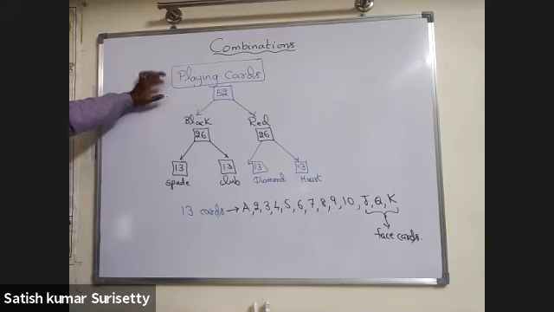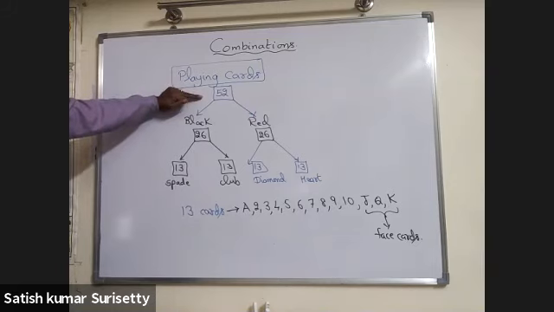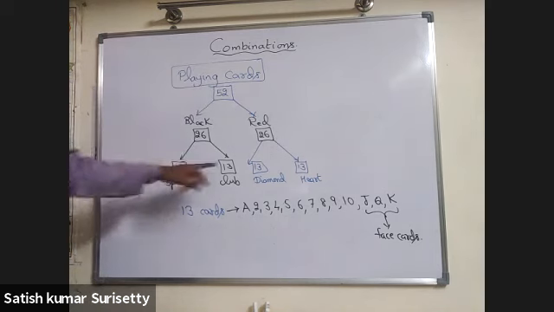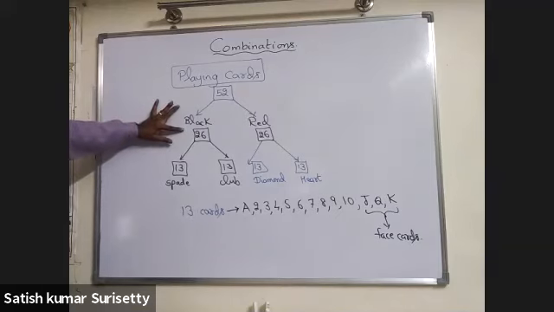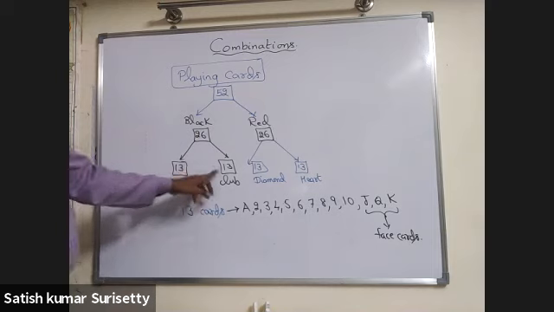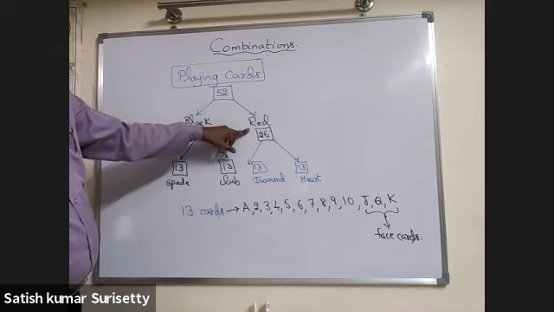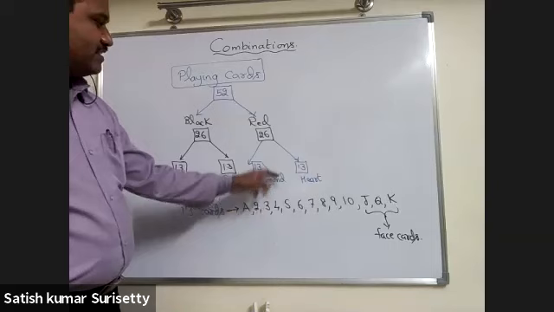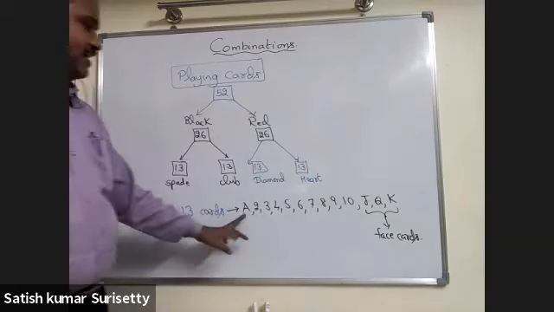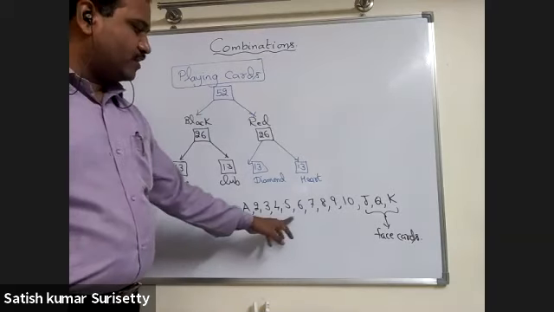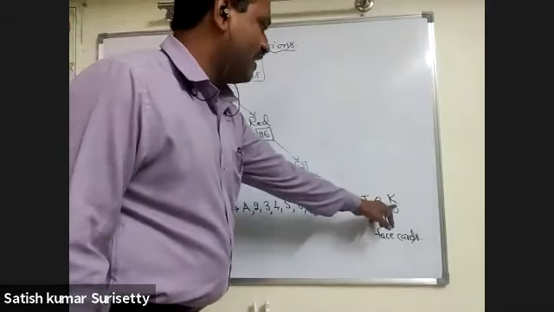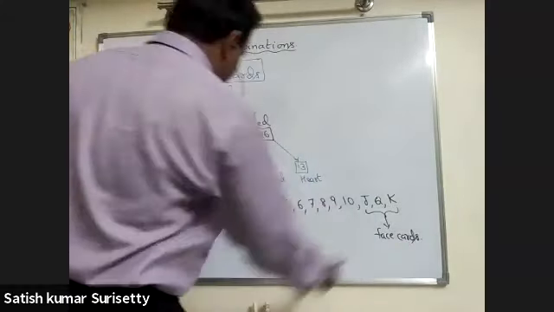So playing cards are 52, which are divided into two parts: one is black and the other red. Black contains 26 cards and red also contains 26 cards. Black is subdivided into two parts, 13 and 13: 13 spade cards and 13 club cards. Red is also divided into two parts: 13 diamond cards and 13 heart cards. Now in each group of 13, there is an ace, then 2, 3, 4, 5, 6, 7, 8, 9, 10, and jack, queen and king. These three are called face cards.